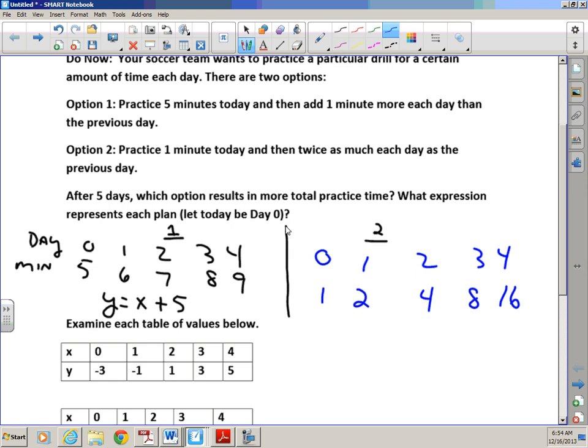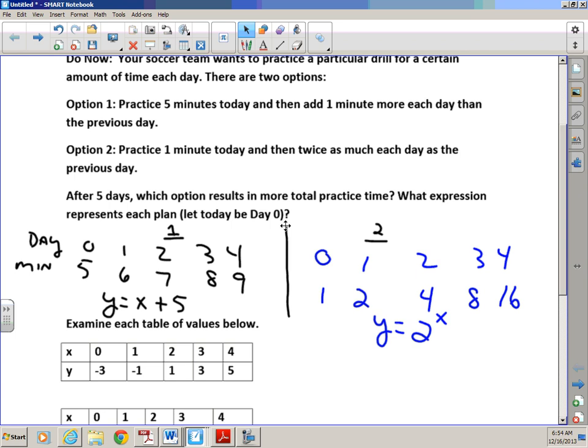Now, what does this one look like? Well, here, hopefully you can see that it's y equals 2 to the x power. And why is it 2? Because we were doubling the amount of time spent practicing each day.